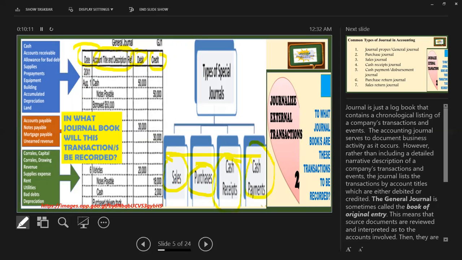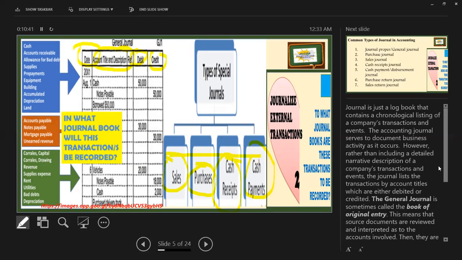What is a journal? A journal is just a logbook that contains a chronological listing of a company's transactions and events. The accounting journal serves to document business activity as it occurs. However, rather than including a detailed narrative description of a company's transactions and events, the journal lists the transactions by account titles, which are either debited or credited.